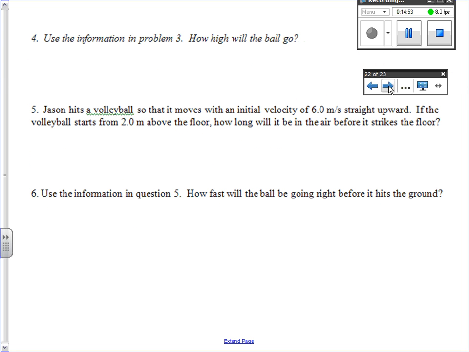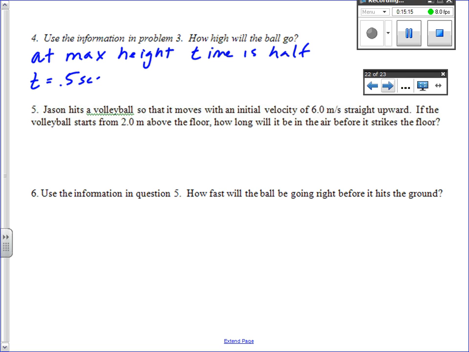Use the information in problem 3. How high will the ball go? We can make an assumption here too. At the maximum height, the time is half. So if the ball is in the air for a total of 1 second, the time that I'm going to use to find the maximum height is half a second.